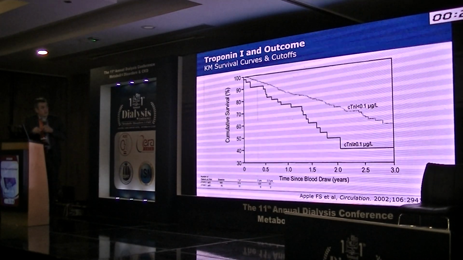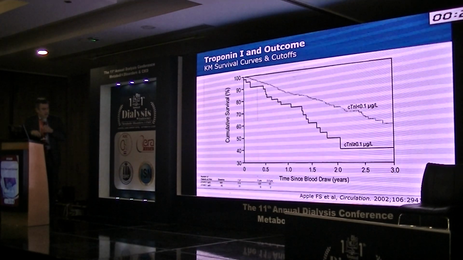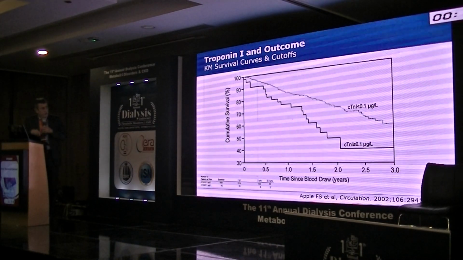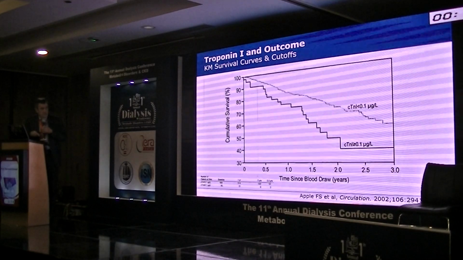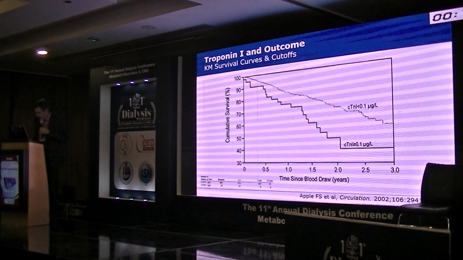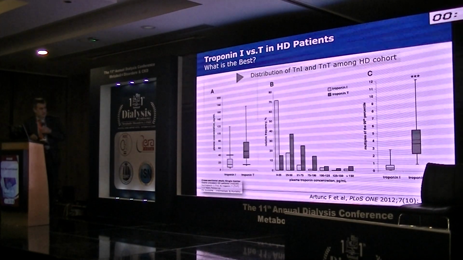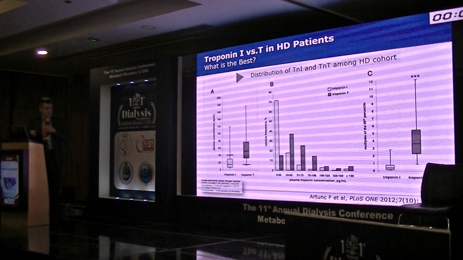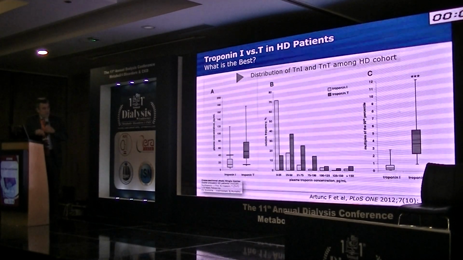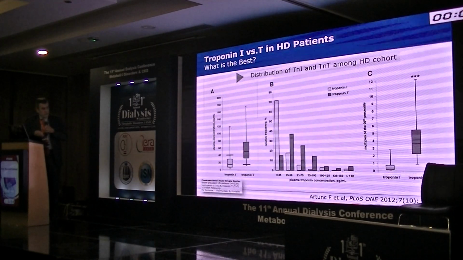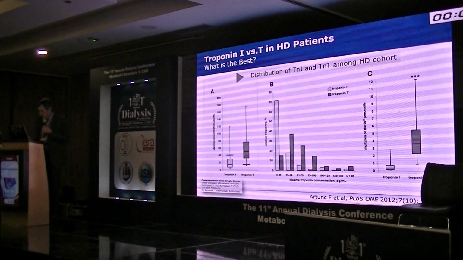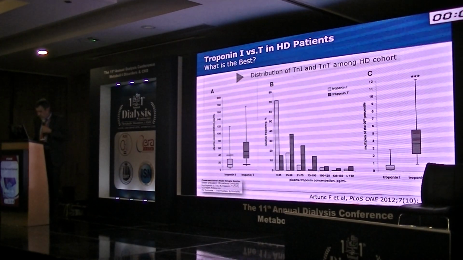Again, troponin I: if you look at the survival in this patient, you get a tremendous cutoff showing that the patients are at risk. Is it now troponin I or troponin T? The distribution is almost the same, but the point is, of course, do we have to move on this? Do we have to move on troponin?